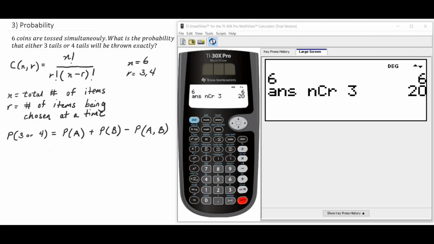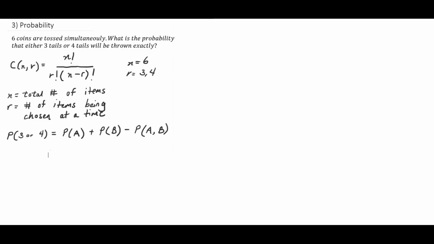The probability for 3 tails would be equal to the combination over the total number of possible outcomes. So it would be equal to the combination of 20 over the total number of possible outcomes, which is 2 to the 6. So this is our probability for 3 tails being thrown exactly when 6 coins are tossed.